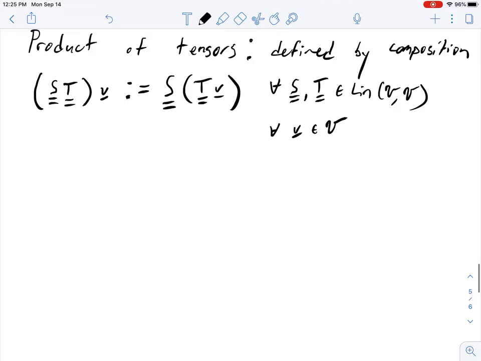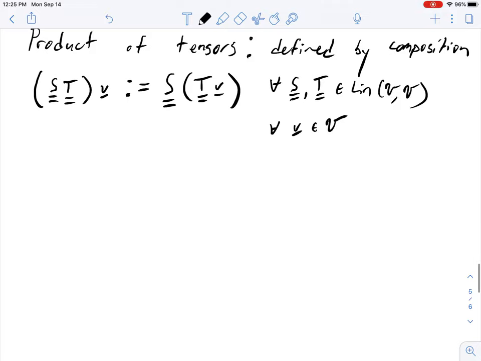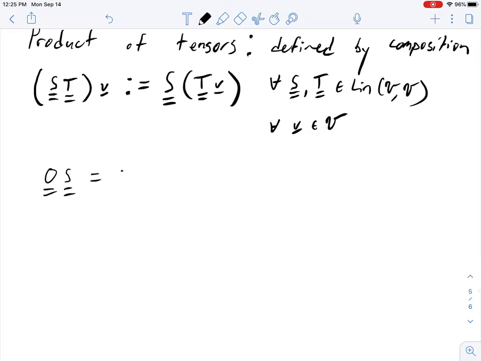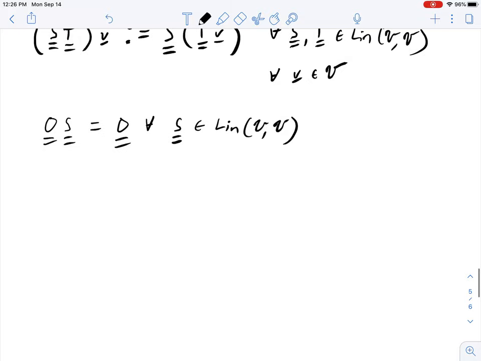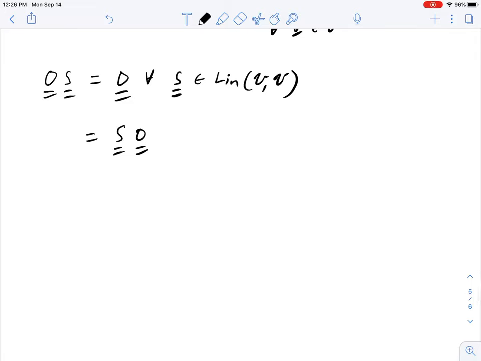And there's a few things that are kind of easy to see. Zero times S is equal to zero for all S in Lin V, and that is also equal to S times zero. Right, because no matter what you do, both of these are going to map all vectors to zero by default, so they have to be the zero tensor.